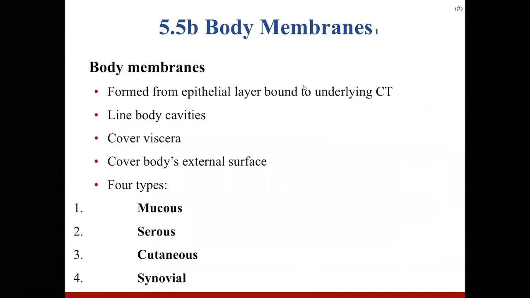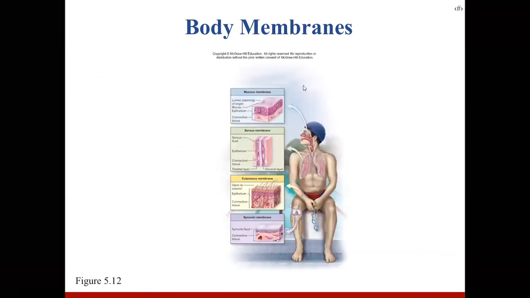Now body membranes. I don't know if we've really talked about this. There are four types of body membranes: mucous membranes, serous membranes, cutaneous membranes, and synovial. So we're going to cover each one of those. Here's a big picture, and this kind of summarizes it totally, right? A mucous membrane is always at an opening to the outside.